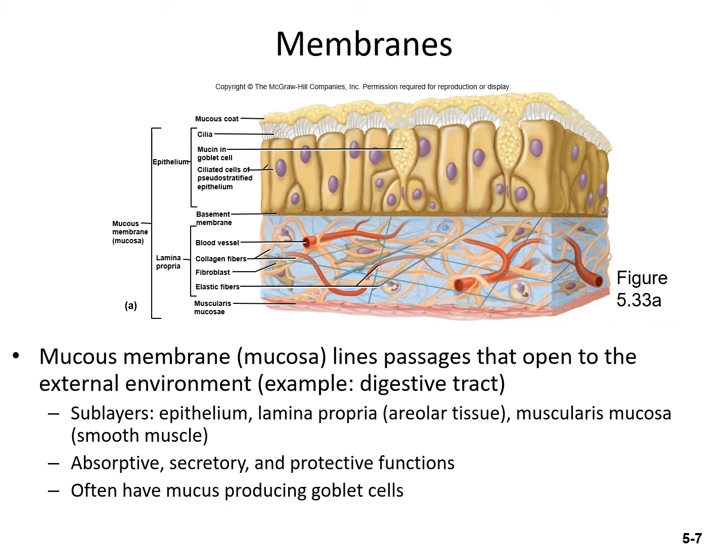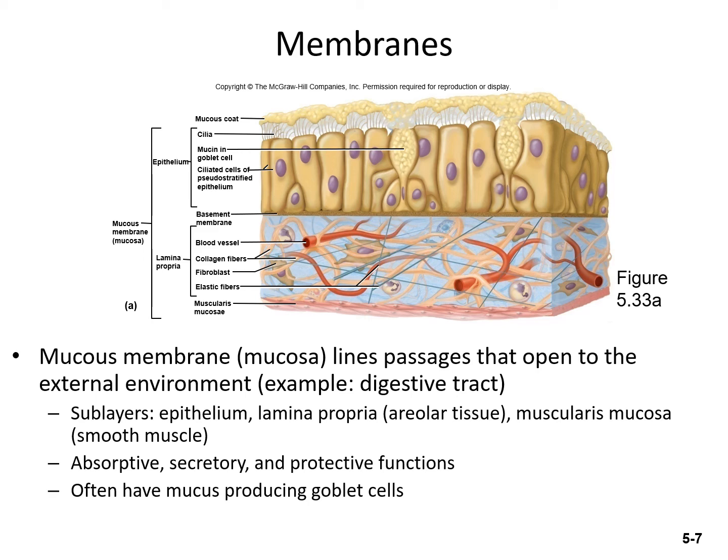With mucous membranes, there are several functions. Absorptive, meaning absorbing, secretory, which means secreting things, so secreting mucus, and then protective functions as well, so protecting body passages from bacterial cells, for example, other forms of potential injury or invaders. And then often they will have mucus-producing goblet cells.